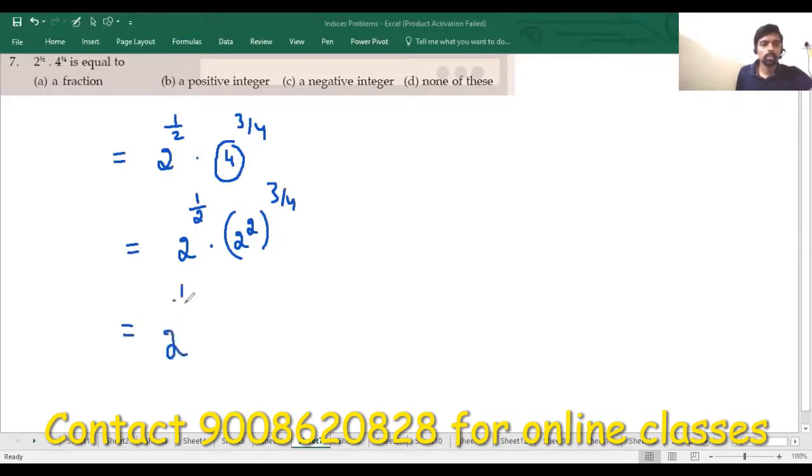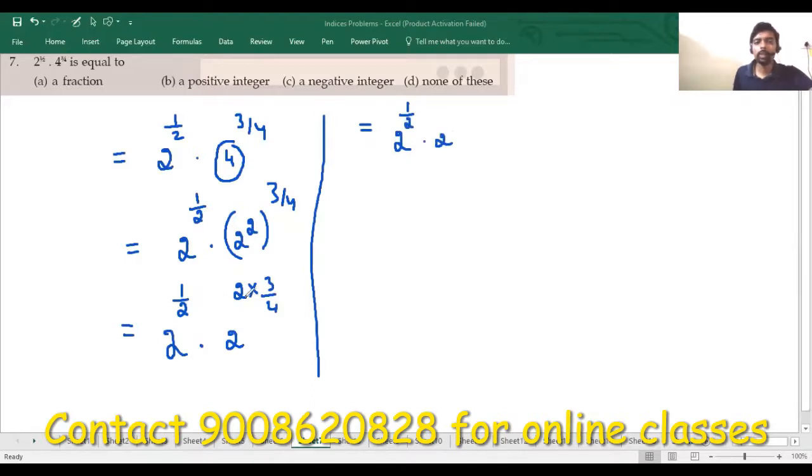So here 2 to the power 1 by 2 into 2 to the power. So there are two exponents here. One is 2, other one is 3 by 4, correct? When there are two exponents, what you will do? You'll multiply, obviously, right? So 2 into 3 by 4. So this is equals to 2 to the power 1 by 2 into 2 to the power. So now guys, simplify this. 2 ones and then 2 twos are 4, correct? So 2 to the power, what you will get now? 3 by 2.